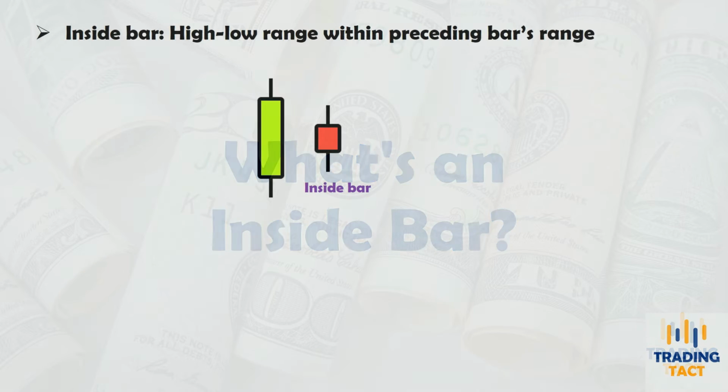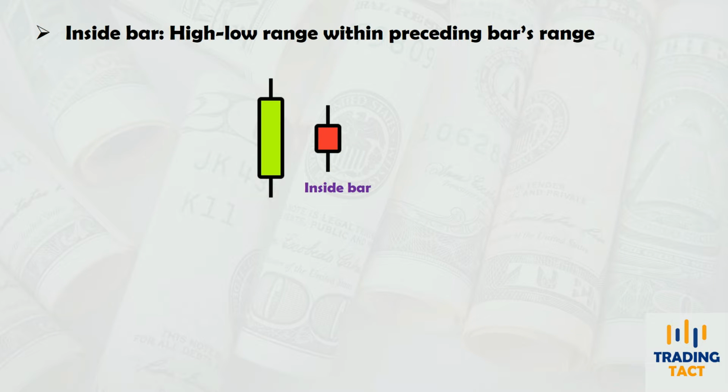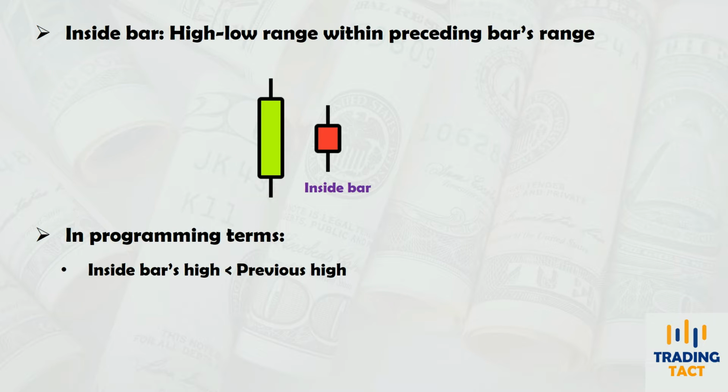An inside bar is one whose high-low price range is completely within the price range of the preceding bar. Algorithmically speaking, the inside bar's high must be lower than the previous high, and the inside bar's low must be higher than the previous low.